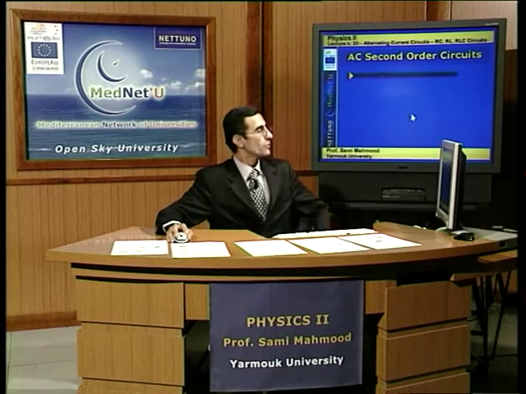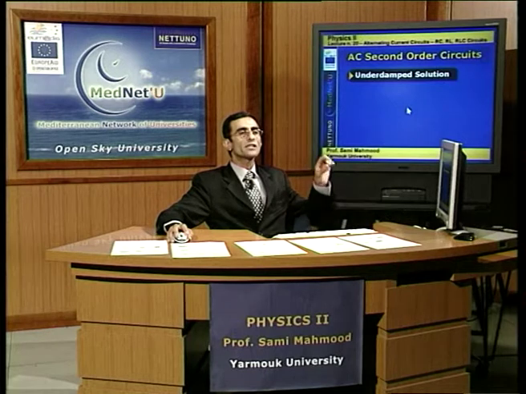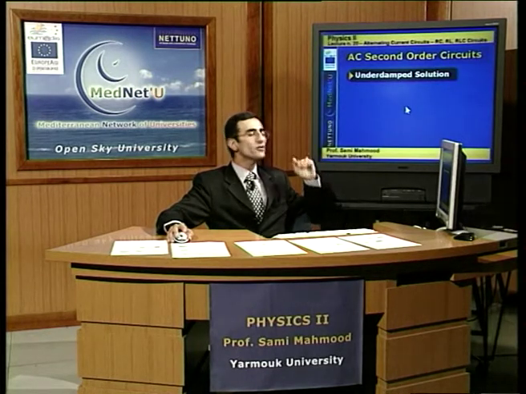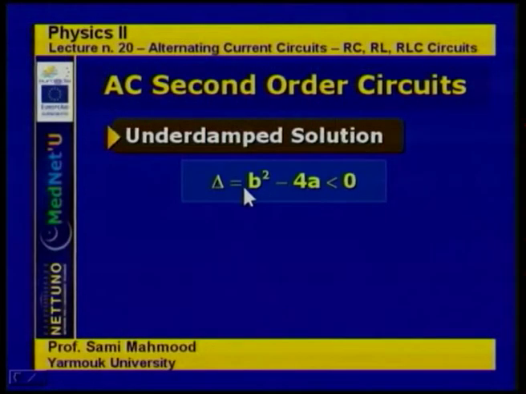And now we have the other case where the discriminator is negative. If the discriminator is negative, then we have the underdamped solution. In this case, the square root of a negative quantity is imaginary. Because b squared minus 4a is negative, we can assume that it is equal to minus 1 times 4a minus b squared. And when we take the square root of minus 1, it gives the imaginary number j, which is the square root of minus 1. And 4a minus b squared is positive.